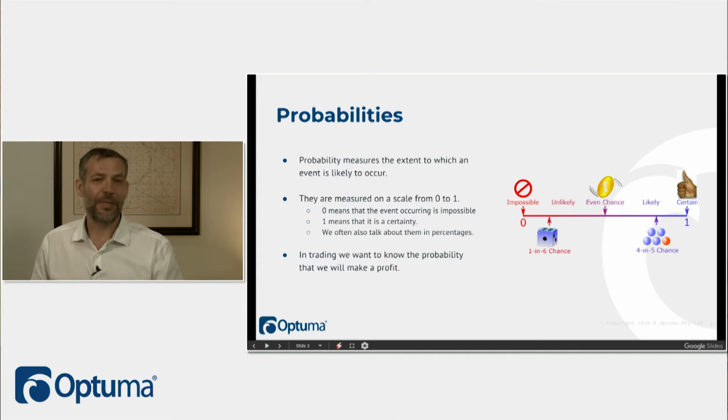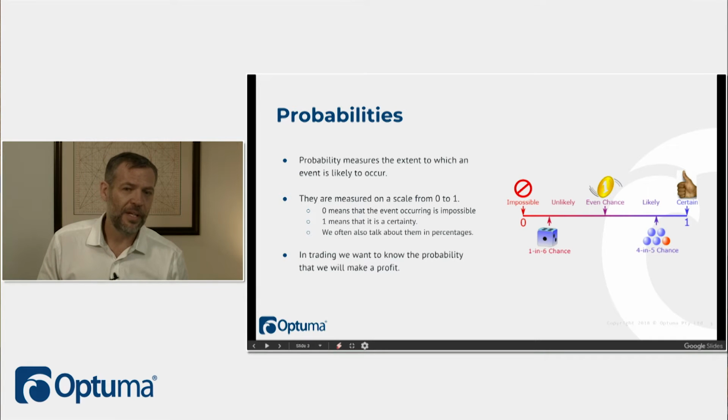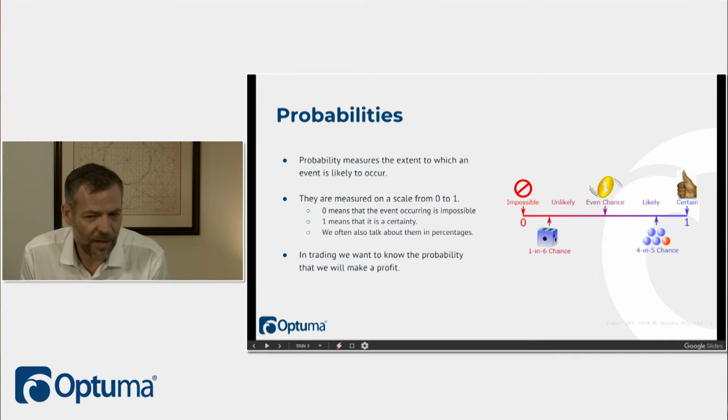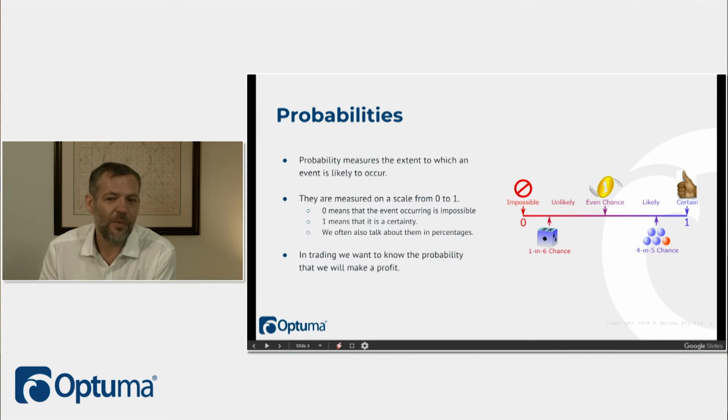We measure probabilities on a scale from 0 to 1. So it's really a percentage style calculation. 0 means that it's completely impossible that I would ever get the event that I'm talking about. If it has a probability of 1, then it's absolutely certain that it's going to happen. But as I said, we often talk about them in percentages anyway. So it's a 50% chance of getting heads, or 0.5.